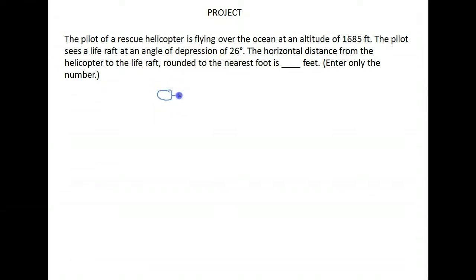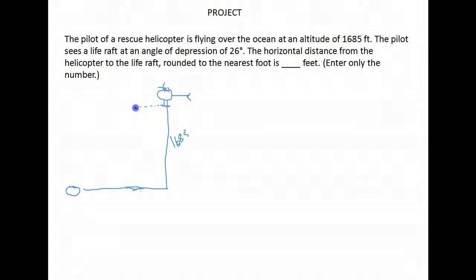So again, you get more of my lovely drawing. Here's our helicopter. Okay, it's flying over the ocean. It's at an altitude of 1,685 feet. So there's our height, and here is the ground, or actually the ocean. Okay, the pilot sees a life raft at an angle of depression of 26 degrees. So over here somewhere, there is a life raft in the water.